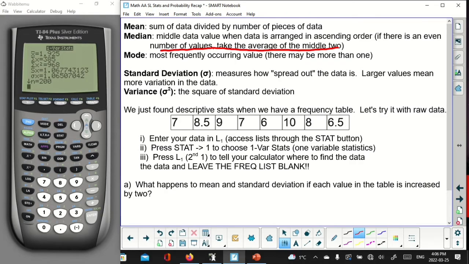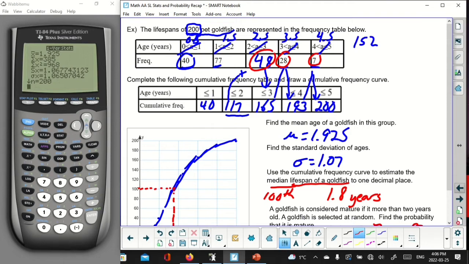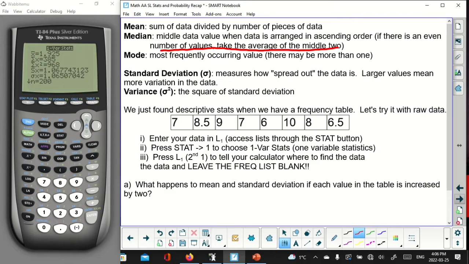Standard deviation is a measure of how spread out the data is, or the dispersion. Larger values mean more variation in the data. And variance is the square of standard deviation. So we ended up with standard deviation and mean for a set of data over here where we had a frequency table. The other situation you might have is where you have just some raw data and you have to find the descriptive stats for it.